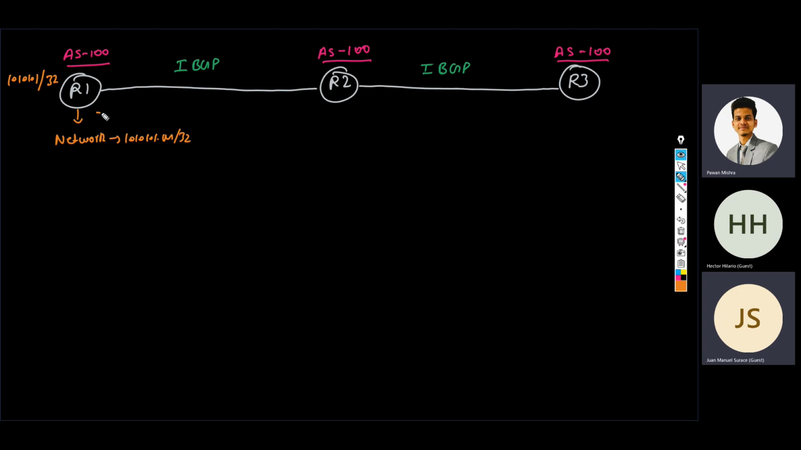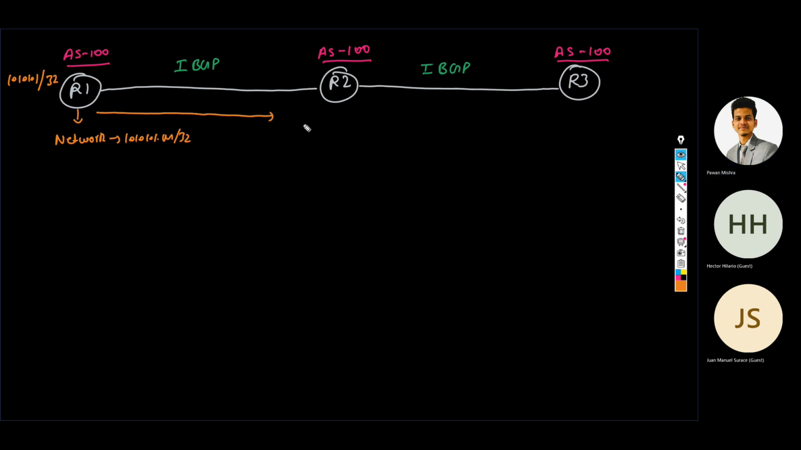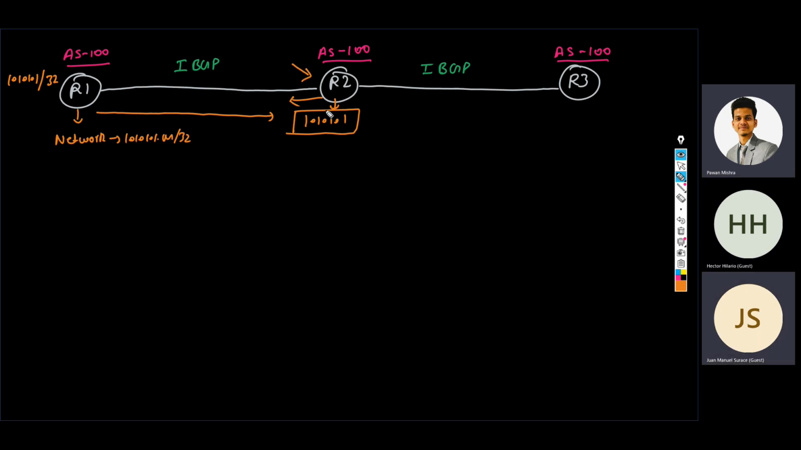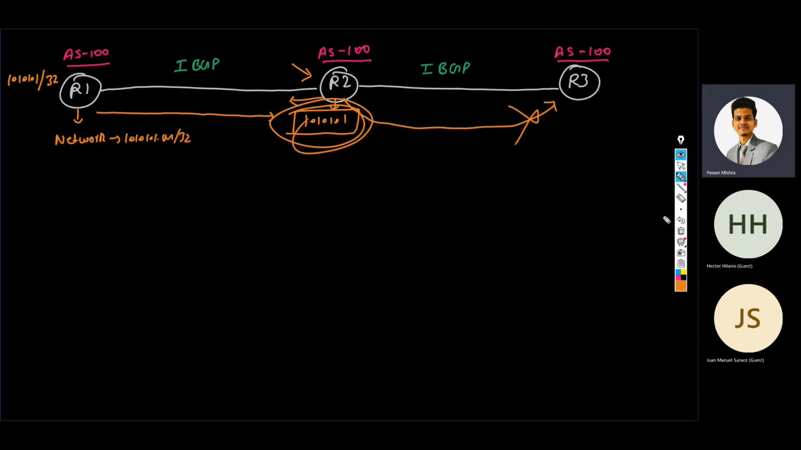Immediately this R1 router will share this prefix to R2, right? It means the R2 router will receive this route 1.1.1.1 from R1. Tell me, R2 will receive this route from which type of neighbor? IBGP neighbor or EBGP neighbor? IBGP neighbor, right? So R2 received this route from an IBGP neighbor, so the same route I'm not able to share to my next IBGP neighbor. It means R2 is not able to share this route to R3. Clear? This is the rule.